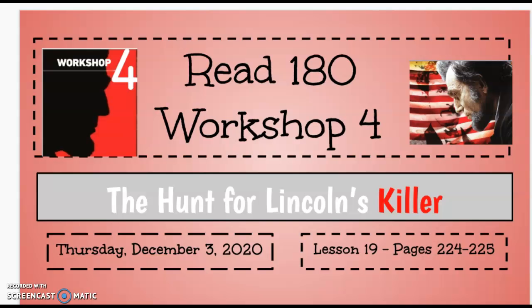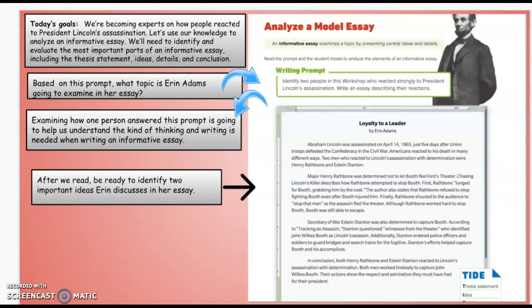All right, so today we are working on lesson 19. You'll need to open up your real book to pages 224 and 225. Today, again, we're going to be looking at a model essay for this unit, which is going to focus on the stories we've read up to this point. This is called an informative essay, and the purpose of an informative essay is obviously to inform the reader of facts, details, and in this case, quotations from the readings that we completed.